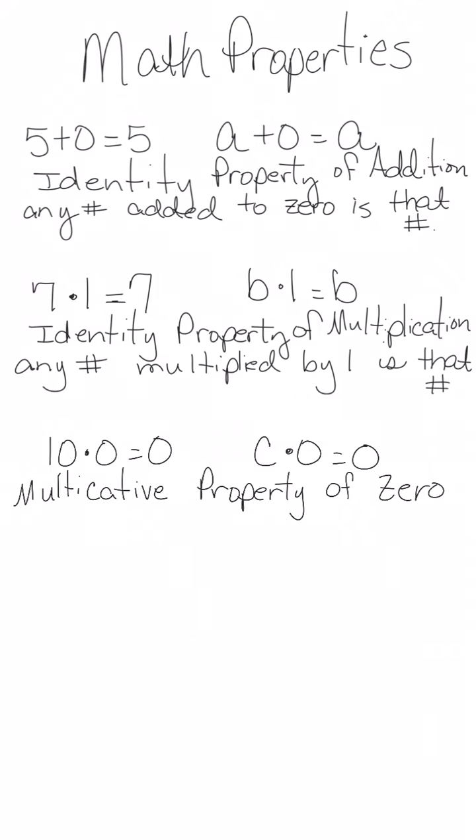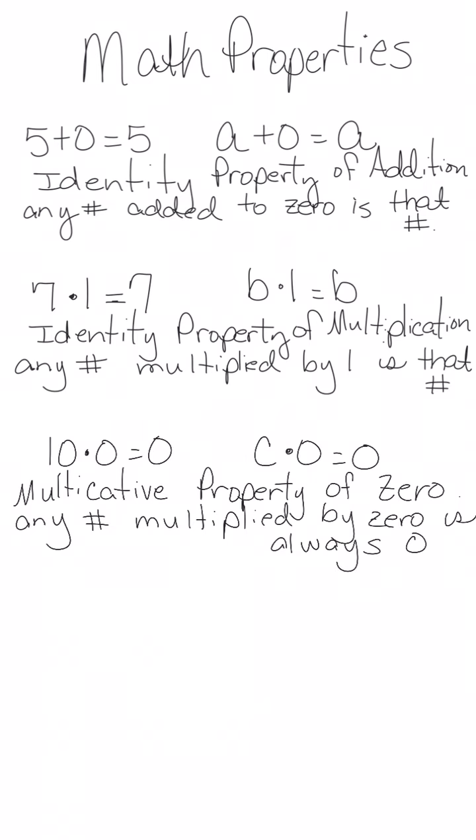In words, it says any number multiplied by 0 is always 0.